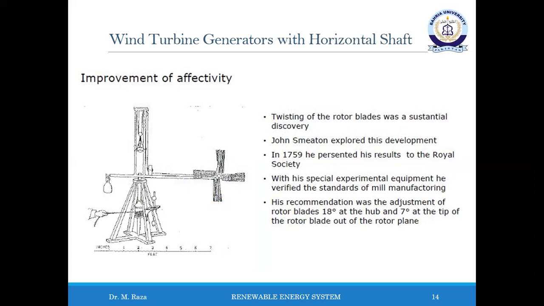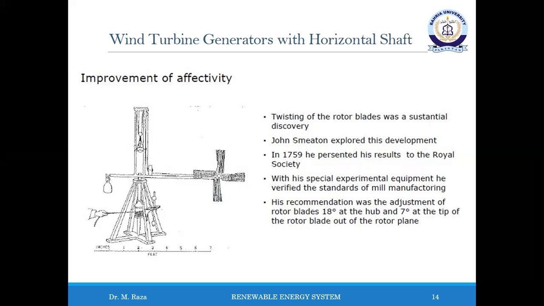The discovery of the blade twist was most relevant for an increase in the rotor efficiency. This innovation was studied by John Symington, who presented the results of his wind rotor experiments to the Royal Society of England in 1759. With a sophisticated test rig, which nowadays is replaced by the wind tunnel, he verified and improved the existing rules of windmill construction. He recommended a blade pitch angle between the blade and the rotor plane of 18 degrees at the rotor hub and 7 degrees at the rotor tip.